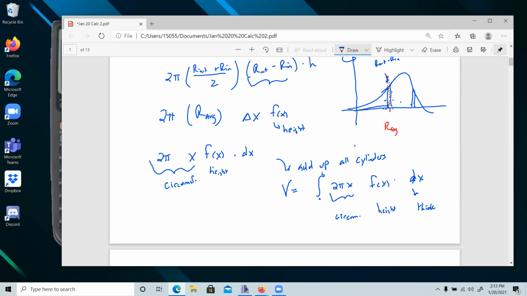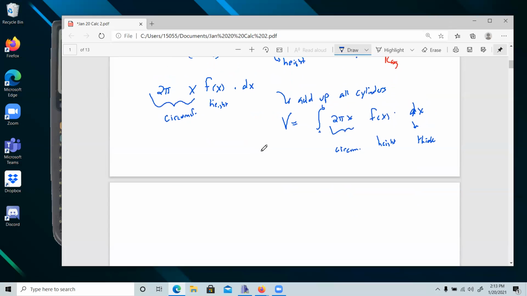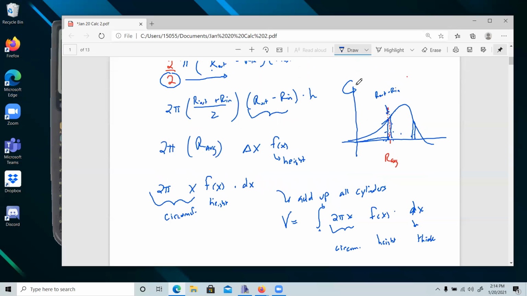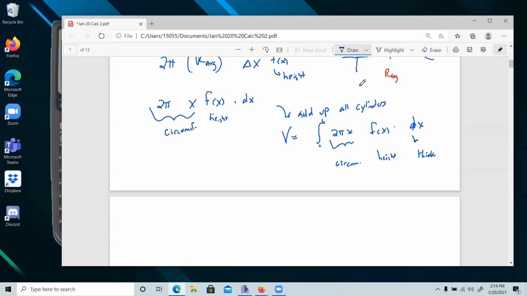And that's how we're going to be adding all of these pieces up. All right, so it's yet another formula you have to remember, right? The first one was pi r squared h, and the h was the dx because that was perpendicular to this thing. In this case, the dx, or the thickness, is parallel to the axis of revolution.